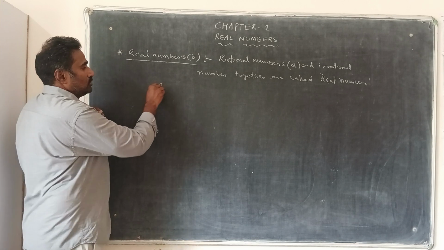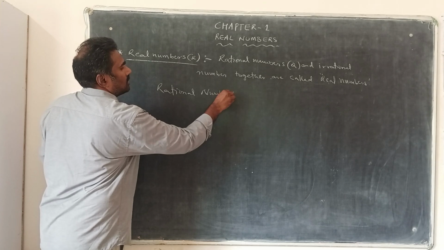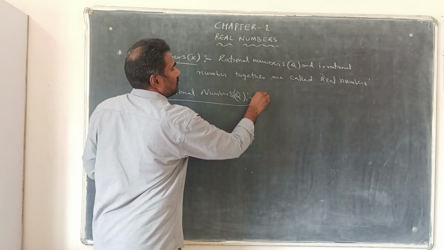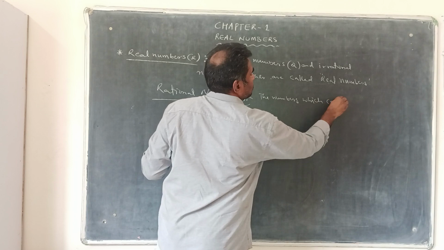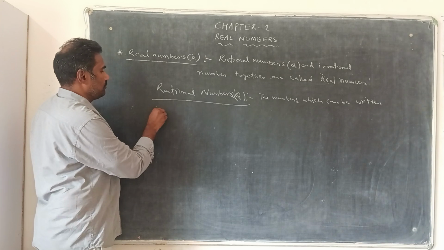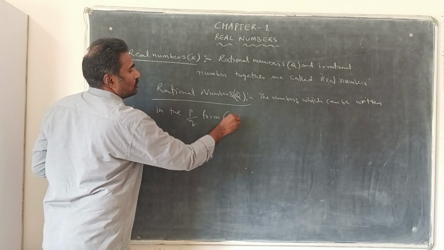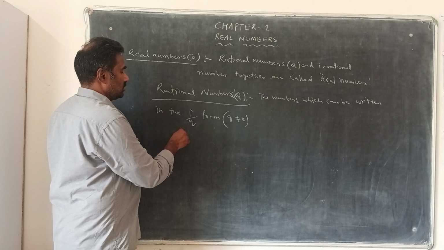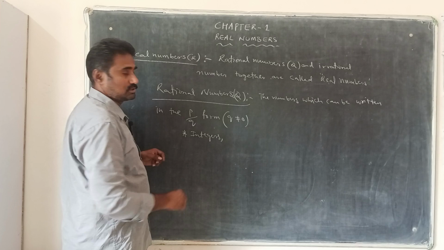So first of all, you have to know what rational numbers are. Do you know what rational numbers are? Rational numbers are denoted with capital Q. What are rational numbers? The numbers which can be written in the p by q form, where q is not equal to 0. In this q should not be 0. What will come in this? In the rational numbers, integers. All the integers are rational numbers.